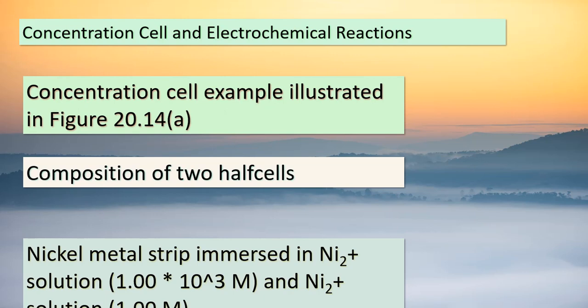One half cell contains a nickel metal strip submerged in a 1.00 × 10⁻³ M solution of Ni²⁺ ions, while the other half cell's nickel strip is placed in a more concentrated 1.00 M solution of Ni²⁺ ions. Both half cells are connected through a salt bridge and an external wire connected to a voltmeter. Now, let's explore the intriguing reactions occurring in this concentration cell.